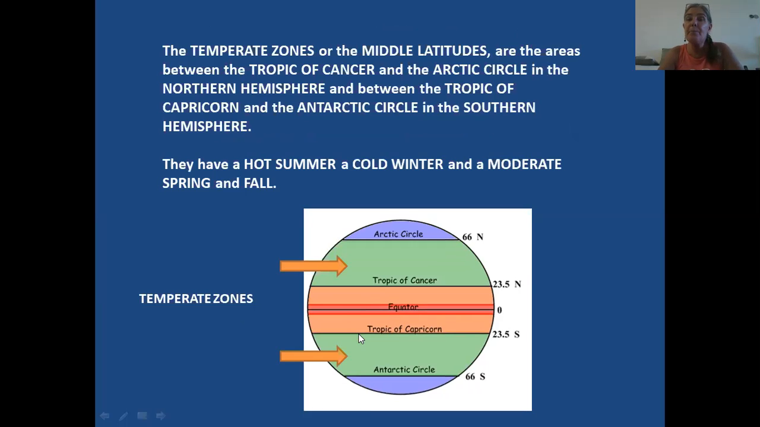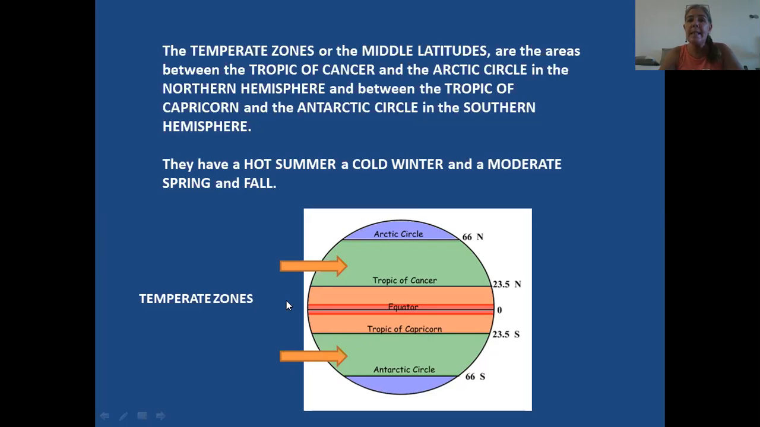Then we have the temperate zones, or the middle latitudes. These are the areas between the Tropic of Cancer and the Arctic Circle in the Northern Hemisphere, and between the Tropic of Capricorn and the Antarctic Circle in the Southern Hemisphere. These zones, the temperate zones, usually have a hot summer, a cold winter, and a moderate spring or fall.